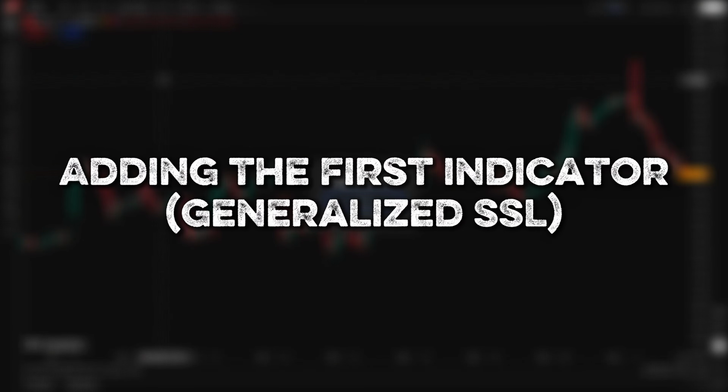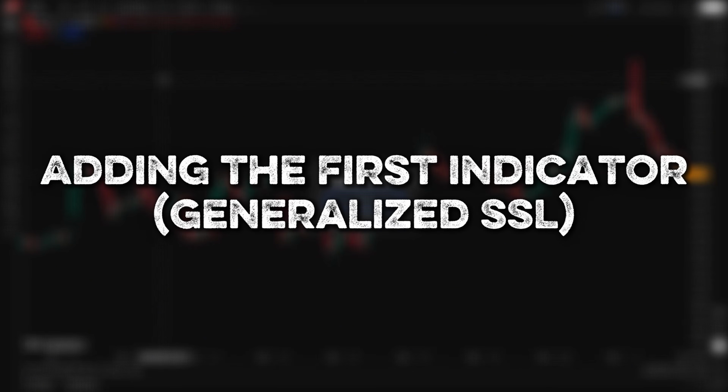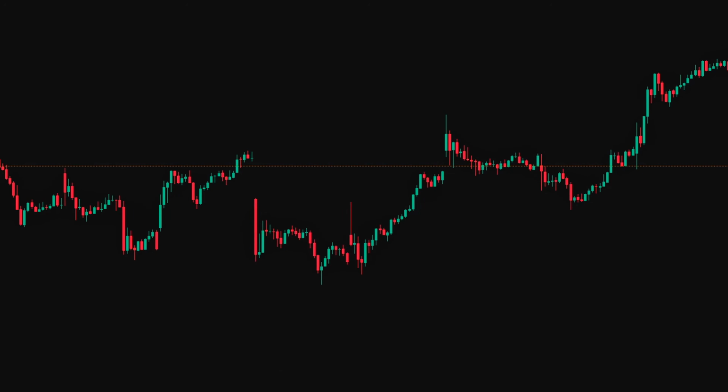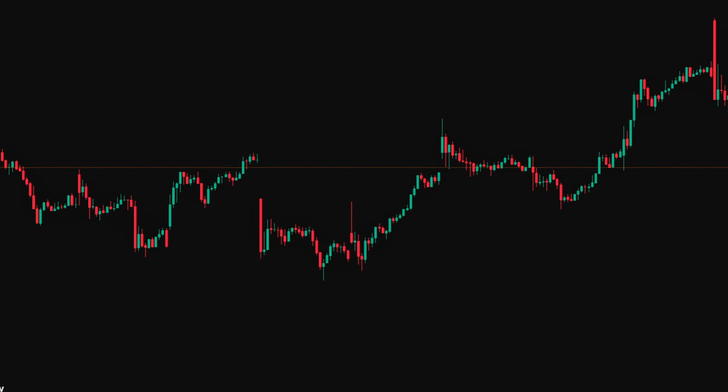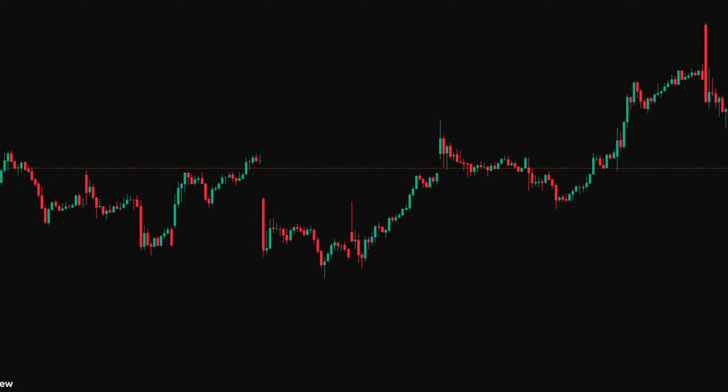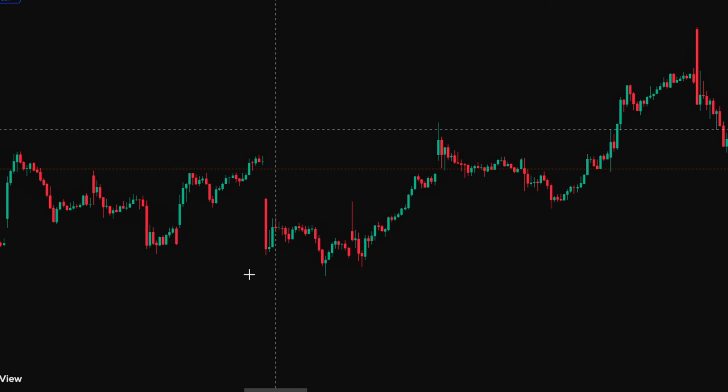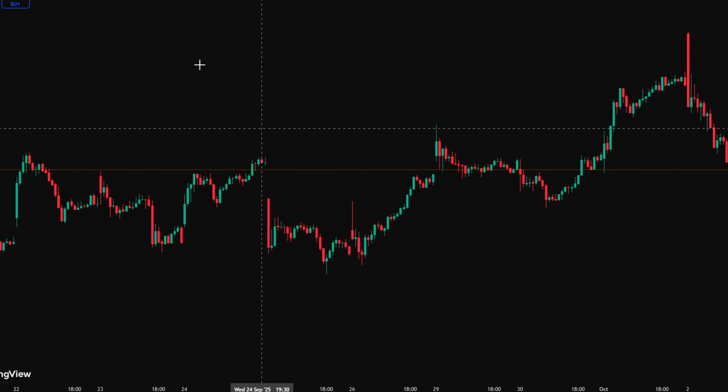Step 1. Adding the first indicator, Generalized SSL. We'll start by setting up the very first indicator for this system, the Generalized SSL. This is what gives us our initial read on trend direction, and everything else will build from here. Here's how to add it.